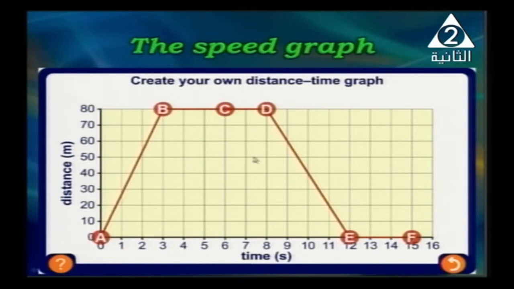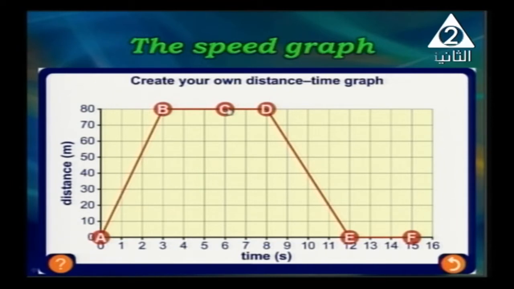In 6 seconds, and 8 seconds, it is still at 80 meters. So what does it mean? It means all points are at the same distance, so the body doesn't move from its spot, from its place, from its position. So we have another one.